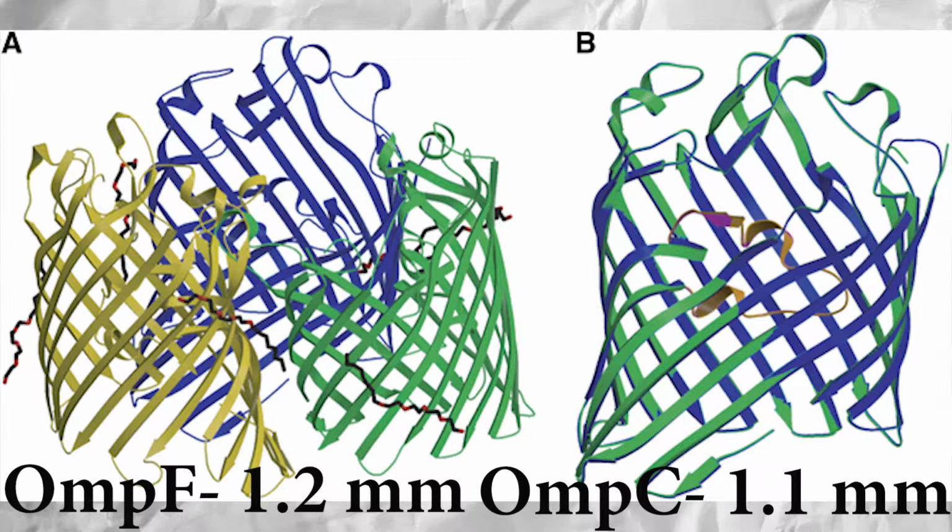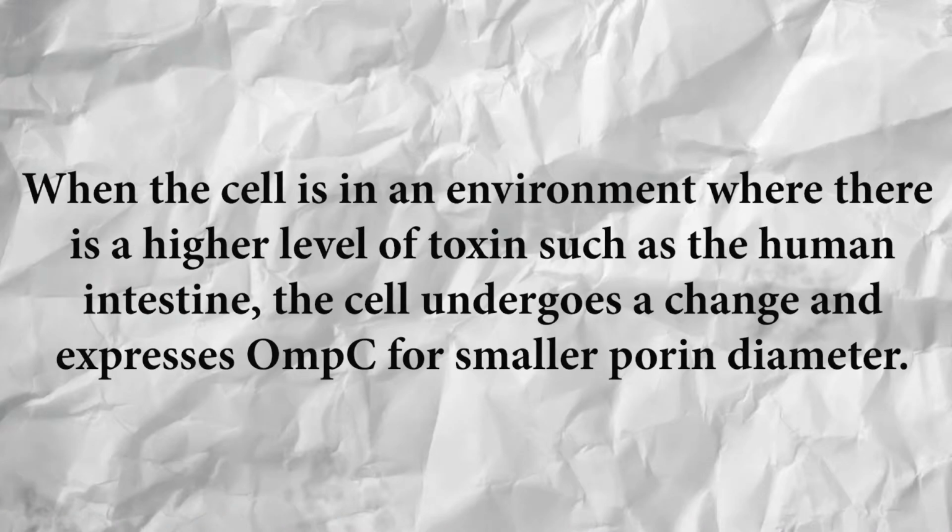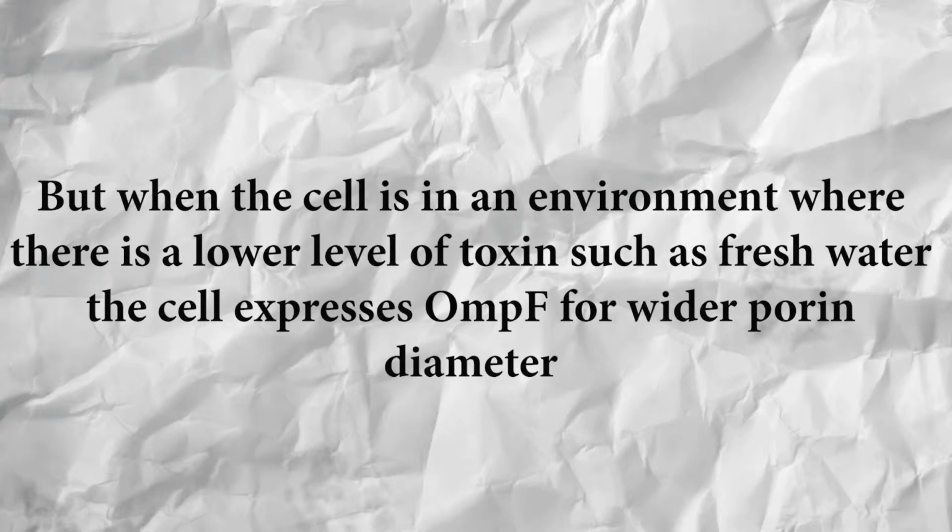is about 1.1 nm. When the cell is in an environment where there is a higher level of toxin, such as the human intestine, the cell undergoes a change and expresses OmpC for a smaller porin diameter. But when the cell is in an environment where there is a lower level of toxin, such as fresh water, the cell expresses OmpF for a wider porin diameter.